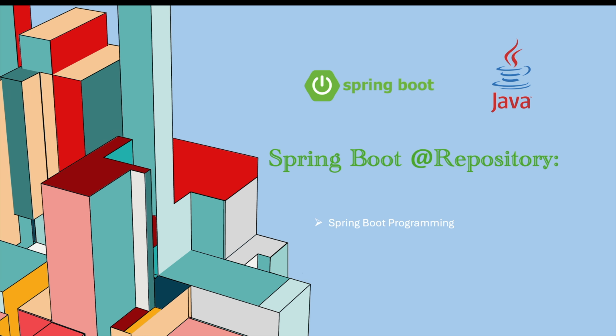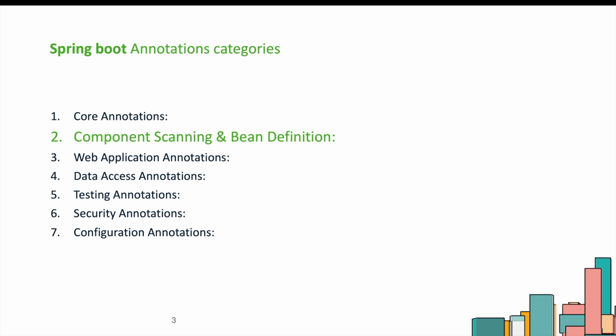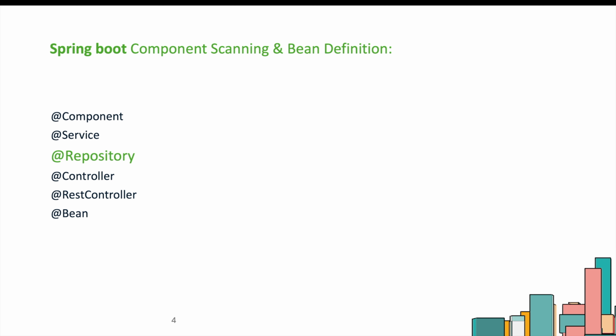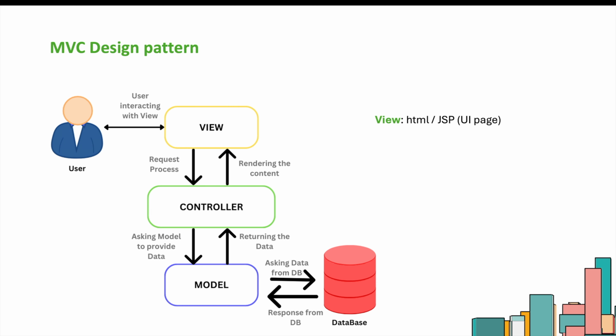Today we are going to discuss the repository annotation from Spring Boot. It's a part of the component scanning and bean definition category. We have 7 categories as I explained before. In this category we have component annotation, service annotation, repository annotation, controller, REST controller, and bean annotation. And today we are going to talk about repository annotation.